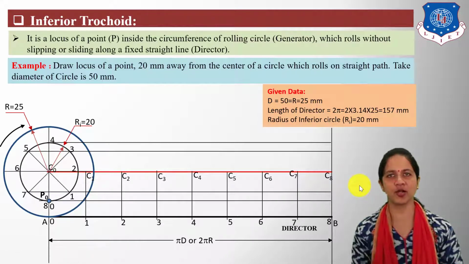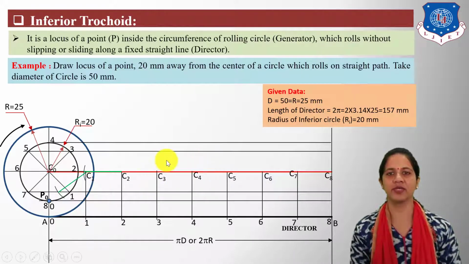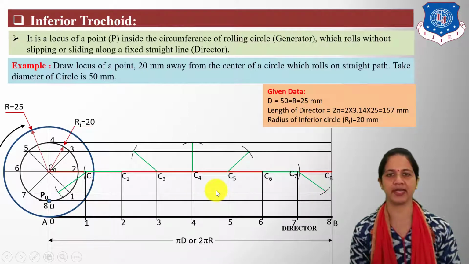Next, for finding locus points, take radius equal to the inferior circle, center C1, and cut an arc on number one horizontal line. Next, take center C2, radius of inferior circle, and cut an arc on number 2 horizontal line. Similarly, cut arcs from C3, C4, C5, C6 and C7 centers of the rolling circle on the particular number of straight line.